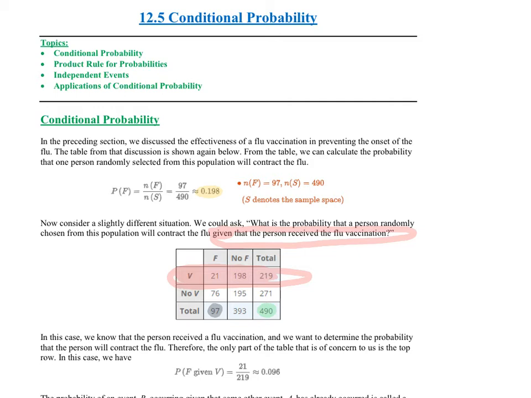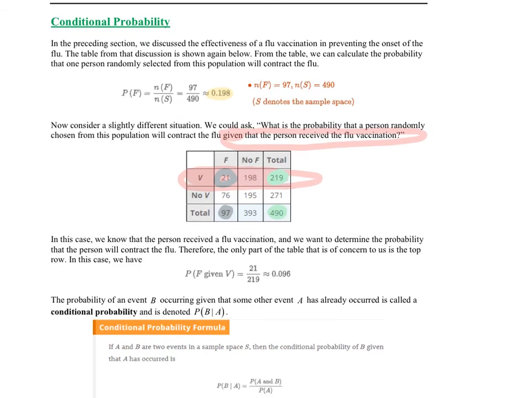So now it says, what's the probability that the person contracted the flu? Well, there were 21 of those who got the flu, and now the new total that we care about is only the 219. So we've changed what part of the chart we're looking at. We're no longer looking at the whole chart.